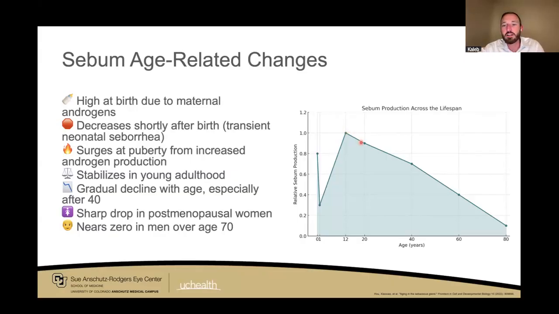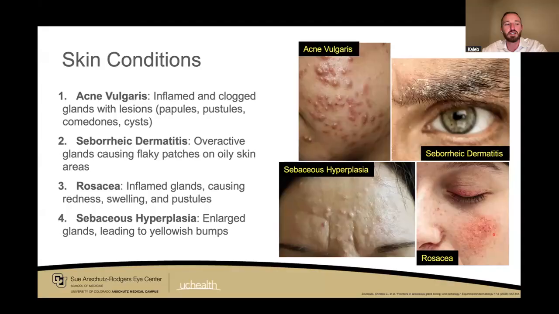And then we see that sebaceous glands decrease their production over time. For men, you essentially reach near zero at about age 70. And then there's a sharp drop in perimenopausal women. So you end up losing, I believe it's something like 80% of your sebaceous gland secretions within a 3-year period if you're a woman that's perimenopausal. This is why we see MGD for women that are perimenopausal.